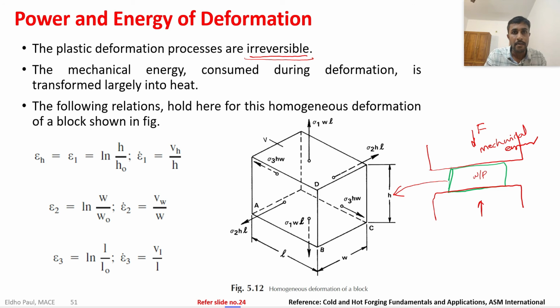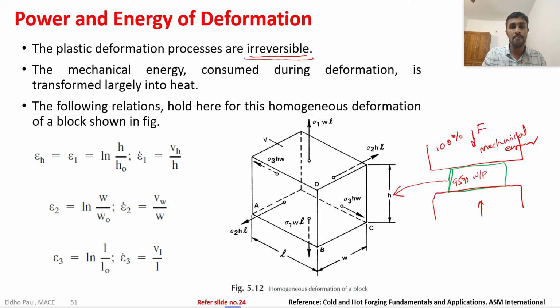Okay, but this is a plastic deformation. This is not an elastic deformation. So this is irreversible. We cannot reverse this because the material is already plastically deformed. So the mechanical energy consumed during deformation is transformed into heat. For example, if we supply 100% of mechanical energy, around 95% of the mechanical energy used during the deformation is converted to heat. So during plastic deformation, a huge amount of heat is developed.